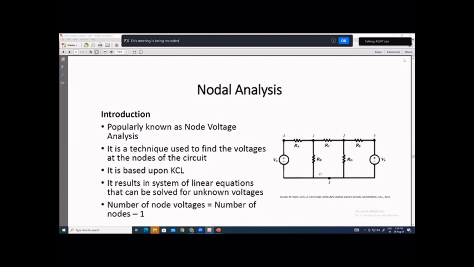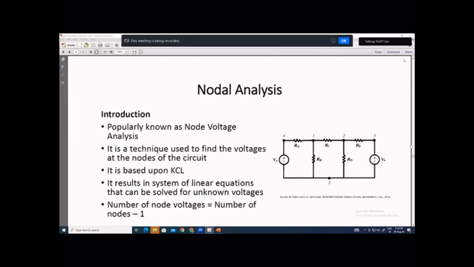For all other nodes, you have to assign some unknown voltage. So here, let us say this third node is the reference node. The third node will be grounded, which means it has 0 volt. For all other nodes, you assign V1, V2, V4, V5.